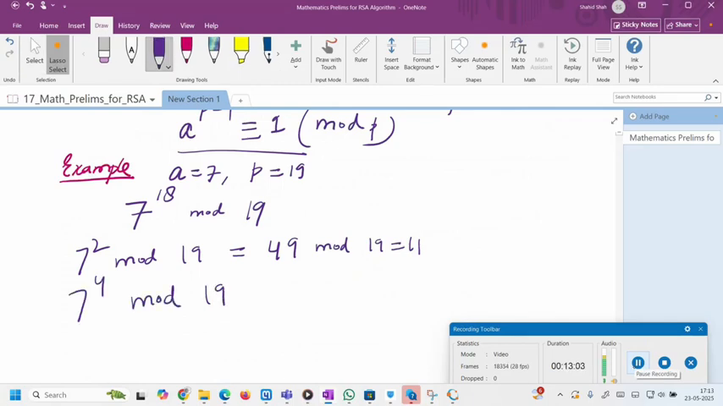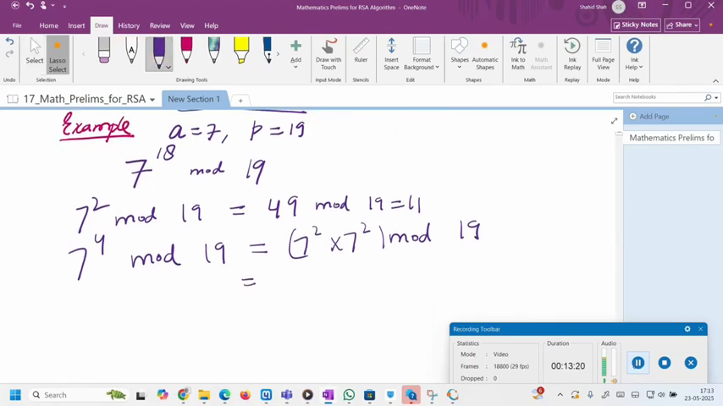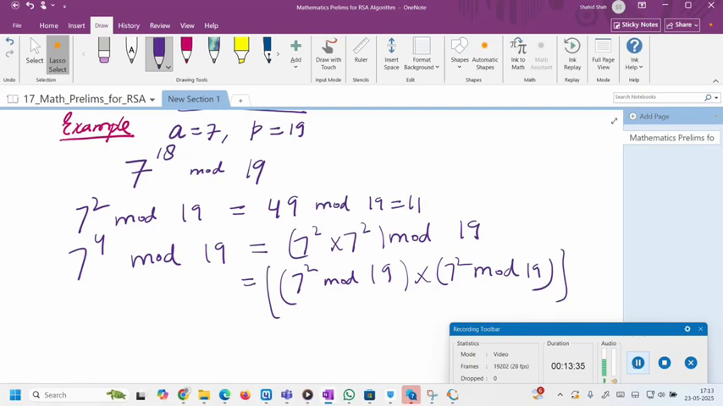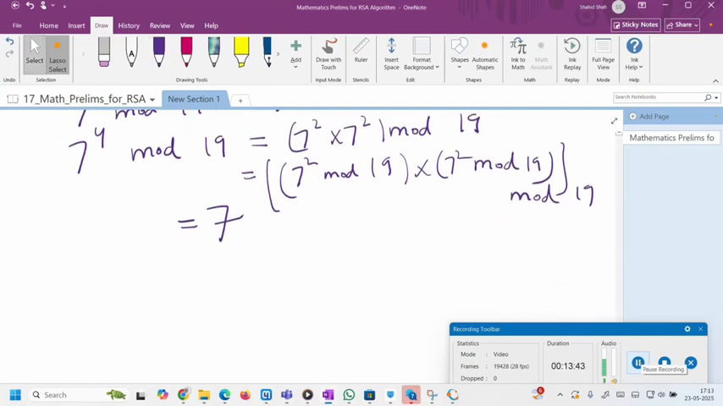Then you can take another power of 7, suppose 7 to the power 4 modulo 19. You know what we actually are doing. Let me elaborate the second one. You are basically breaking this into 7 square into 7 square modulo 19. Then you are applying the multiplication property of modulo. So you take 7 square as a and another 7 square as b and 19 as n. Then this becomes 7 square modulo 19 multiplied by 7 square modulo 19, then whole modulo 19. Then after simplifying this, you will get 7. You can check it.